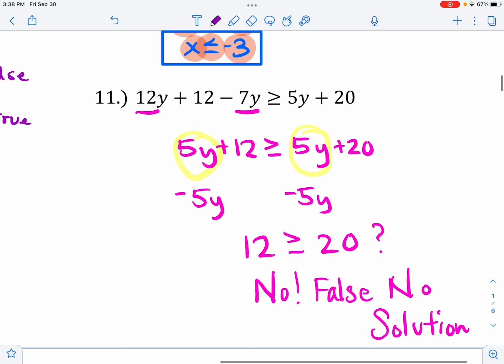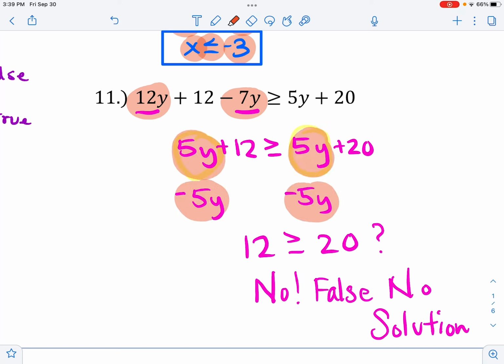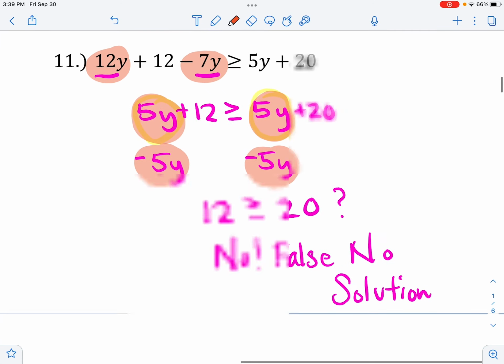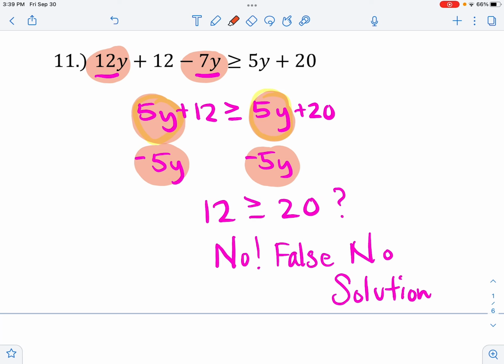On number 11, when I combine my like terms here, I see again I have the same value of the variable. So I subtract it to see if it's going to be infinite many or all real numbers or no solution. And I get 12 is greater than 20. Well, that's a no. It's a false statement. It is not the truth. So it is no solution because solutions are always based in truth, not in a lie.